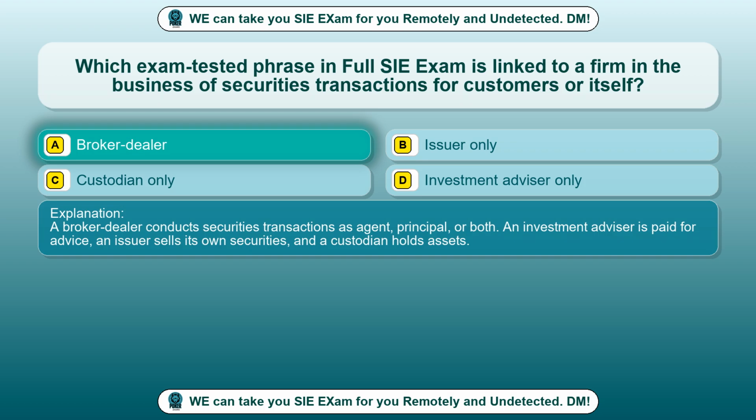A broker-dealer conducts securities transactions as agent, principal, or both. An investment advisor is paid for advice, an issuer sells its own securities, and a custodian holds assets.